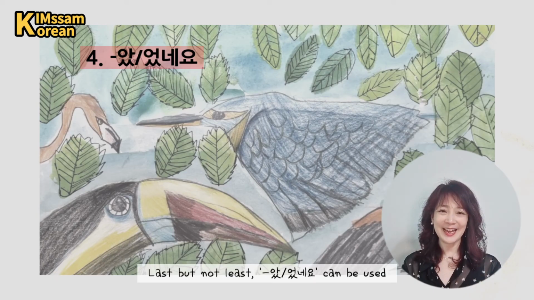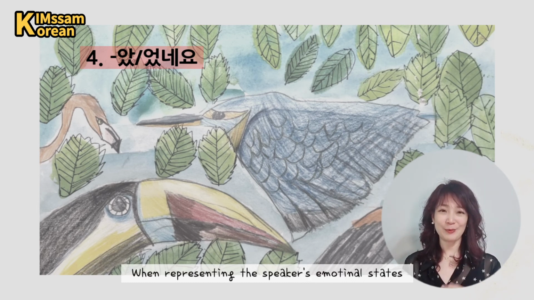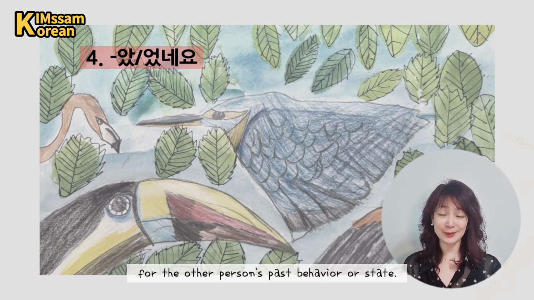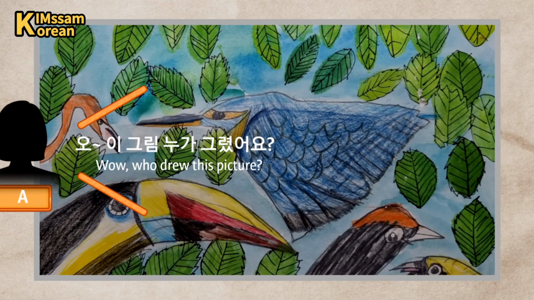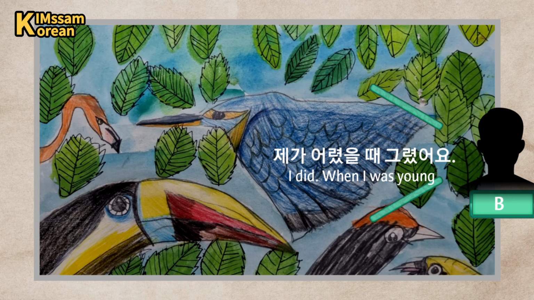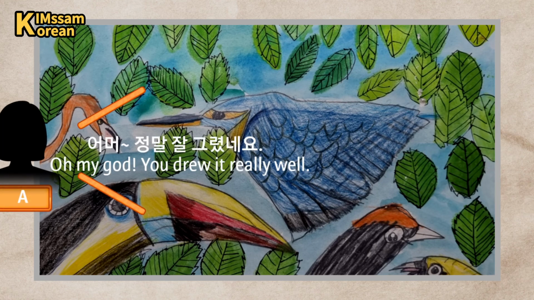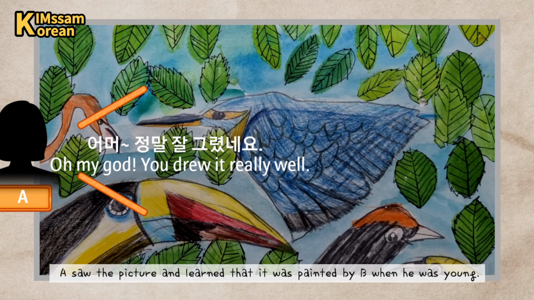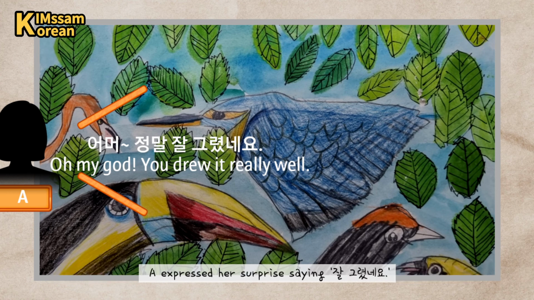Last but not least, 았었네요 can be used when representing the speaker's emotional states about the other person's past behavior or state. For example, 오, 이 그림 누가 그렸어요? 제가 어렸을 때 그렸어요. 어머, 정말 잘 그렸네요. A saw the picture and learned that it was painted by B when he was young. A expressed surprise by saying 잘 그렸네요.